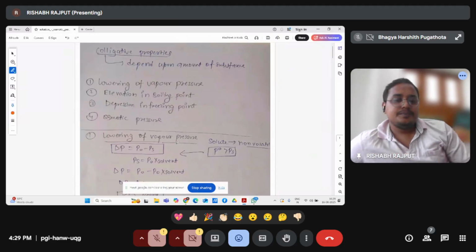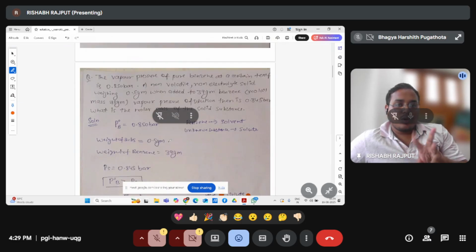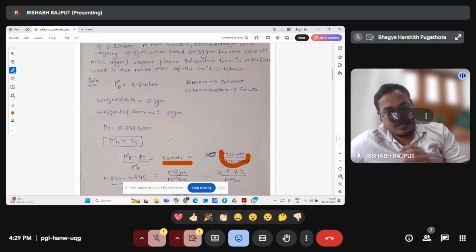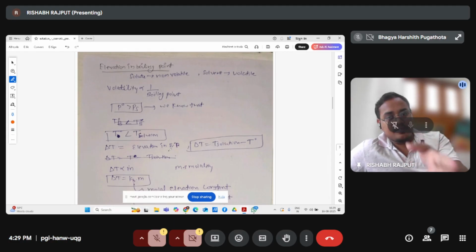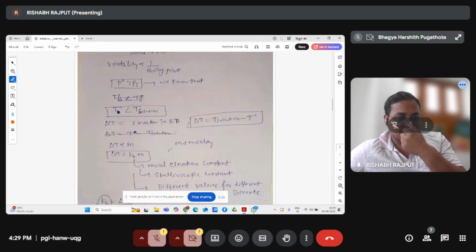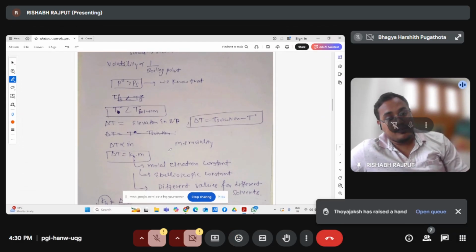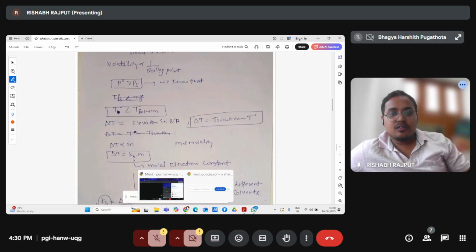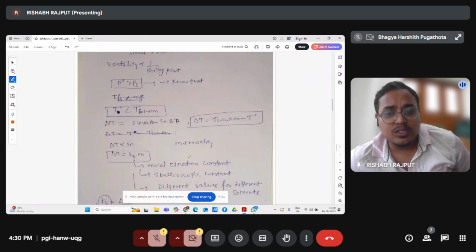This elevation in boiling point and depression in freezing point, both concepts are based 100% on experiment, not mathematical. So why does he put molality here? Because delta T is very close to the molality value, not the mole fraction. That is why he put molality here. Chemistry experiments are very difficult because you need very standard things, and it is not possible in a lab.